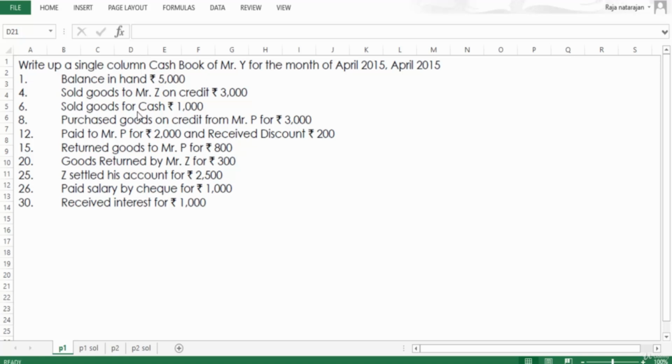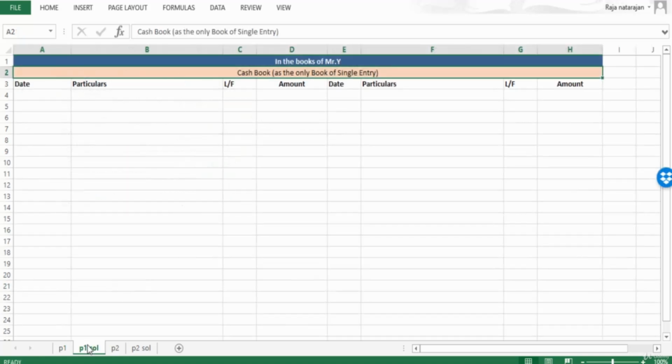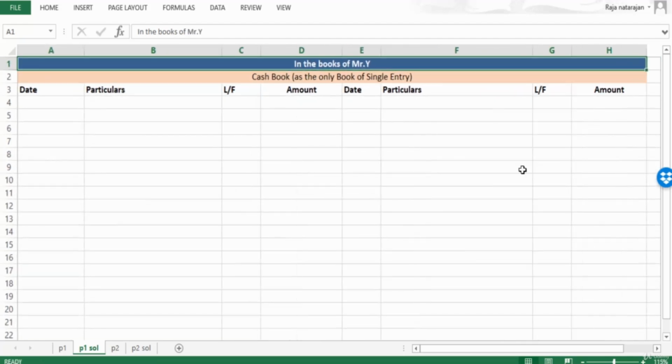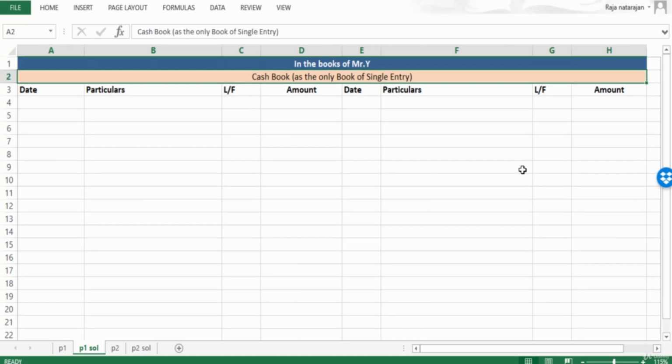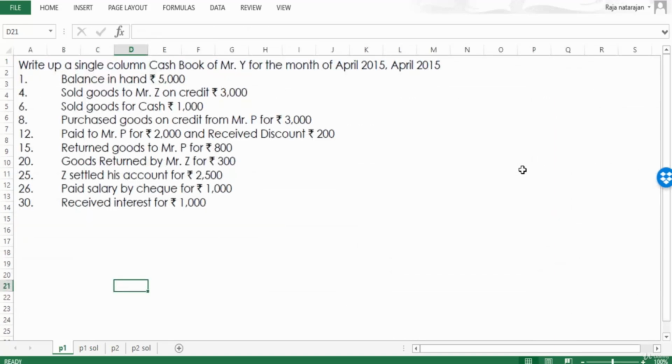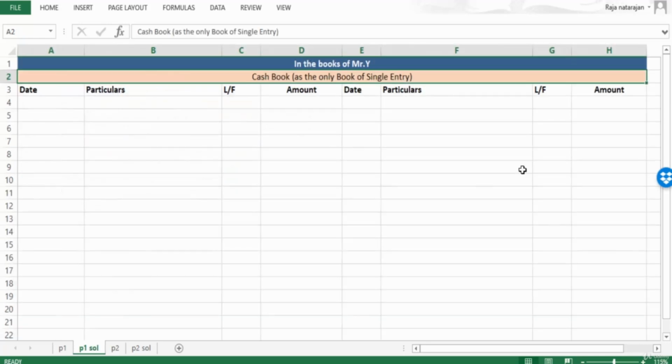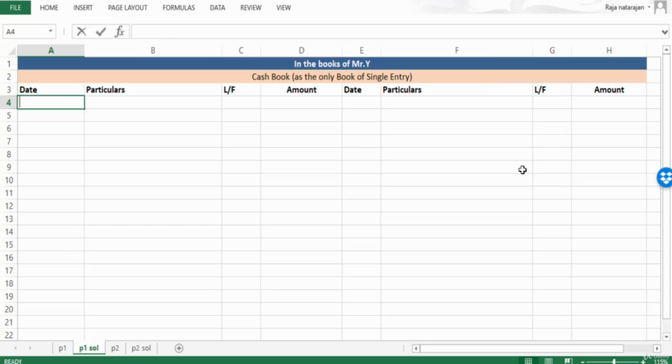Okay, let's go one by one, but before that let's take the format of cash book. So this is going to be the format. We'll say in the books of Mr. Y, cash book. Let's get started. On 1st there is a balance in hand rupees 5,000. So let's record that. On 1st April 2015, we'll say to balance brought down, amount is 5,000.